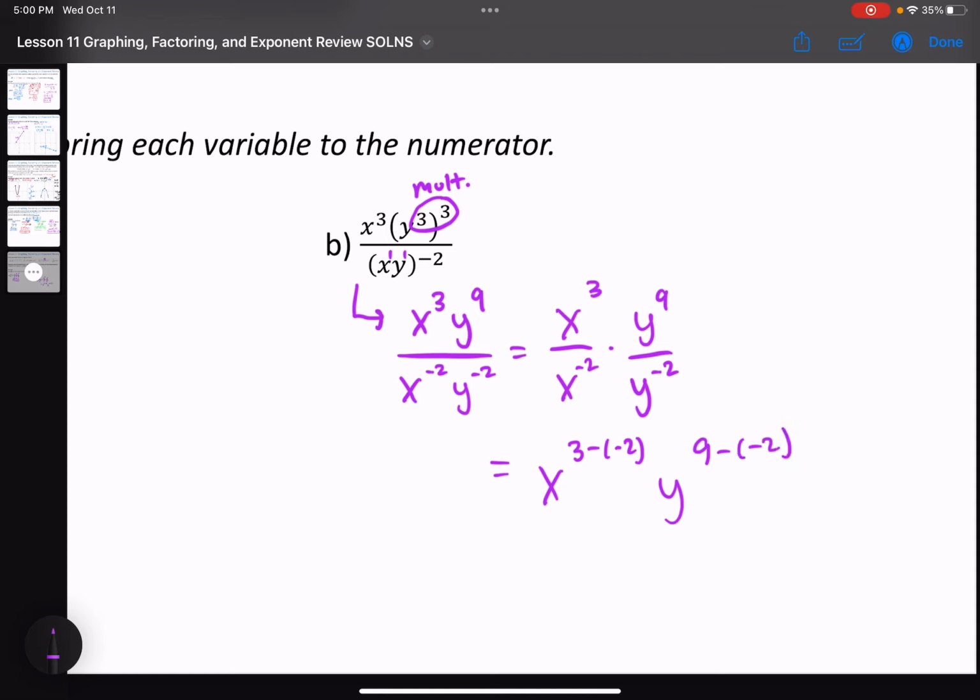If we simplify these even further, 3 minus negative 2 is the same thing as 3 plus 2, so x to the 5th. And y to the power of 9 minus negative 2 is the same thing as 9 plus 2, which is y to the 11th power. I note that both of these are in the numerator. There is no denominator, so by definition, they're still in the numerator. And we have our answer.